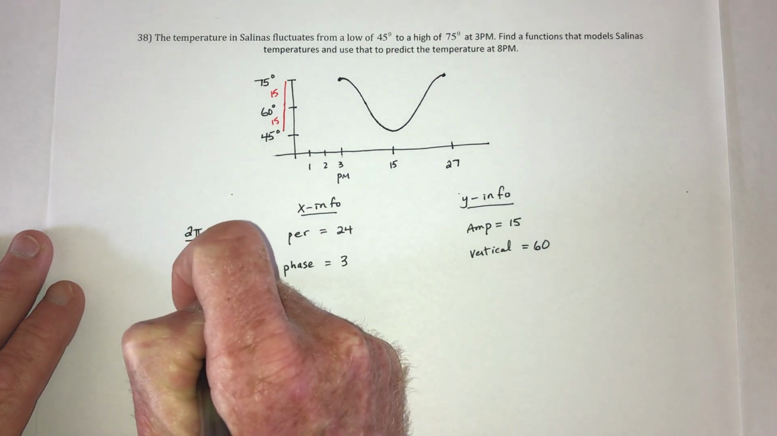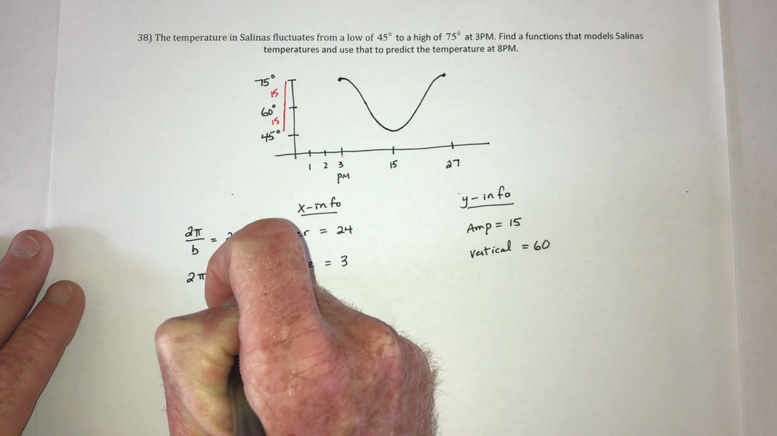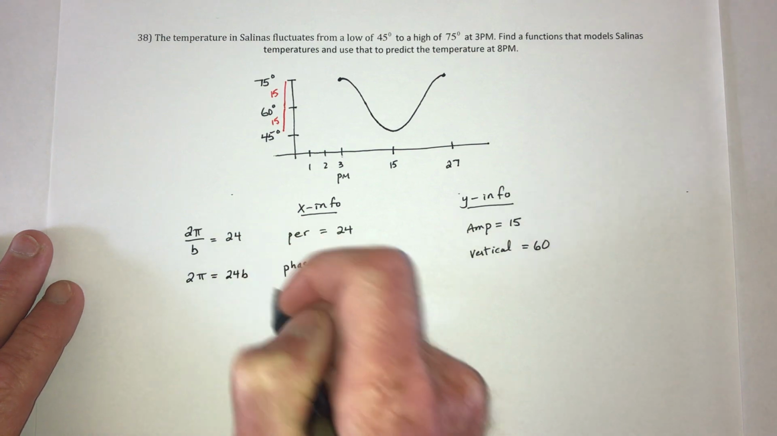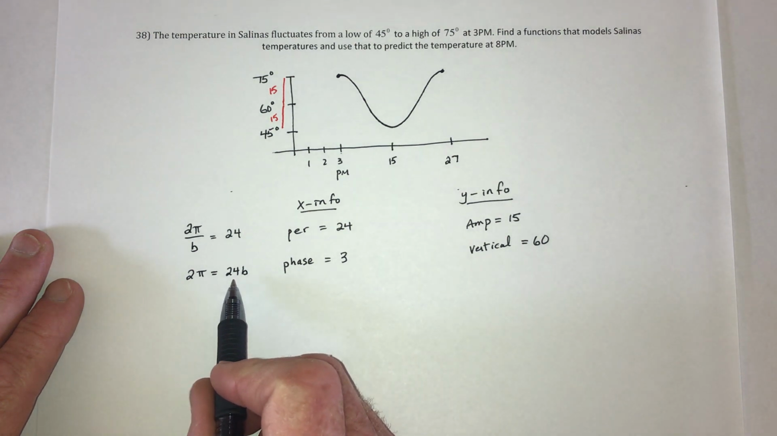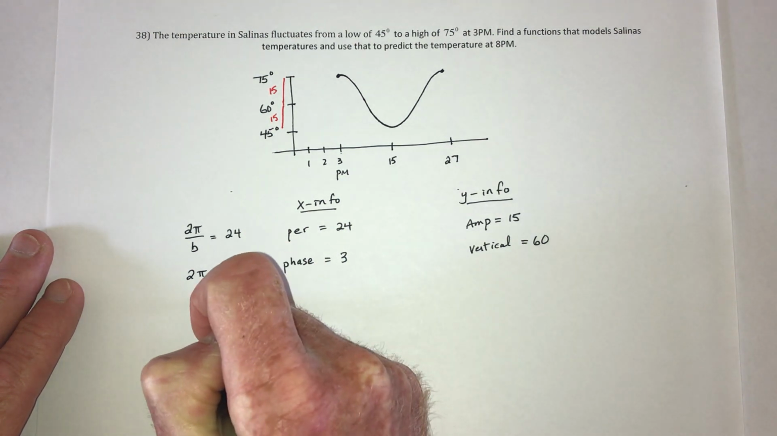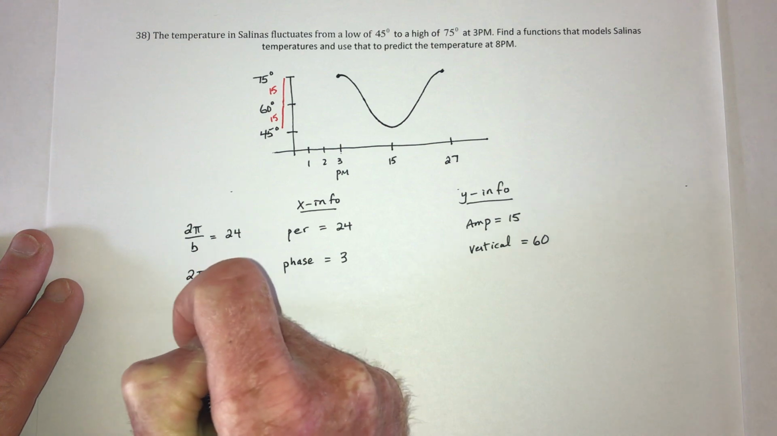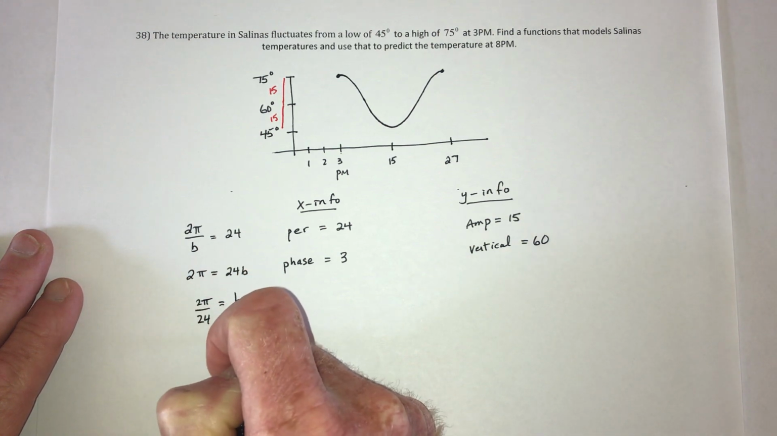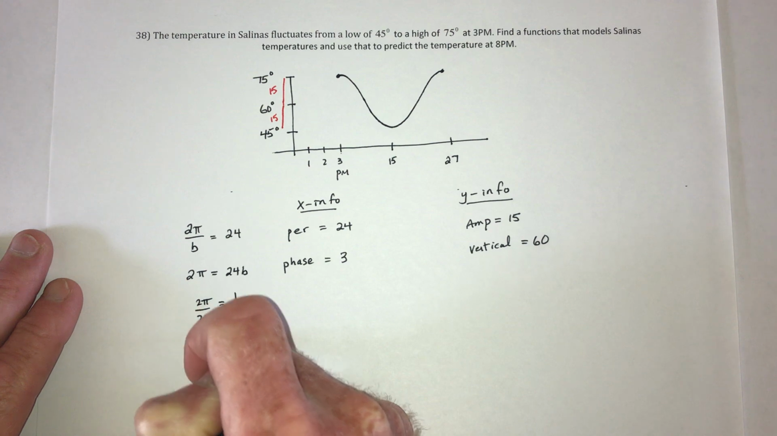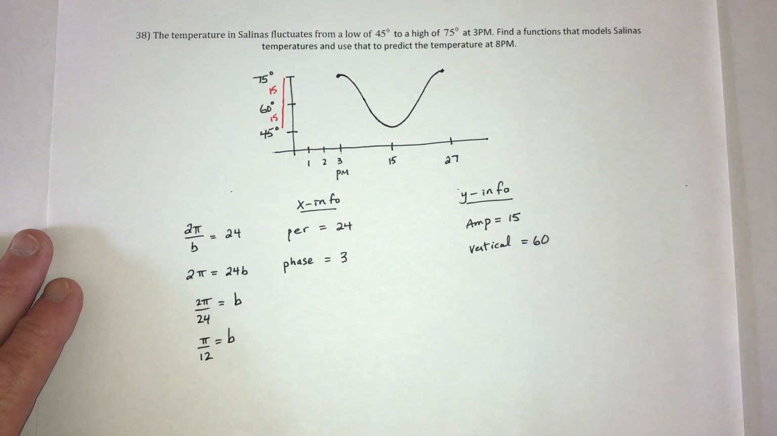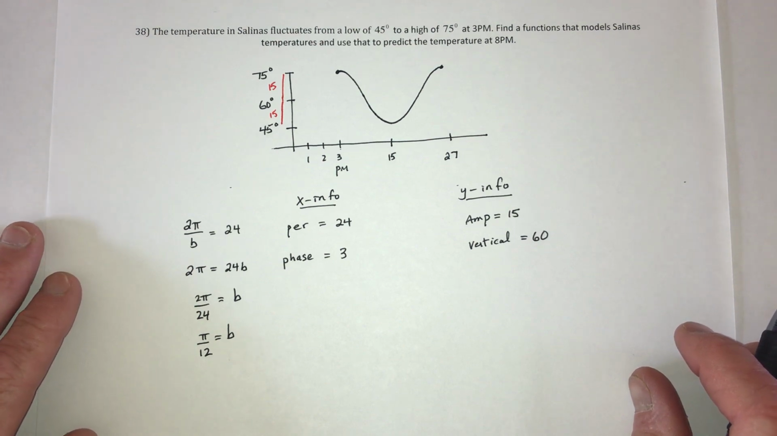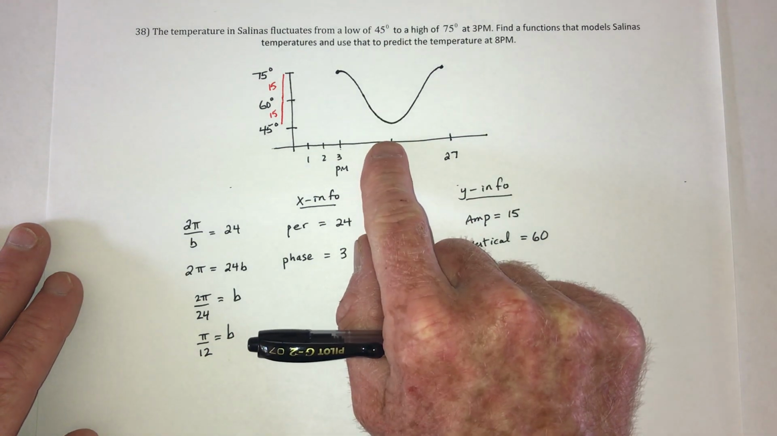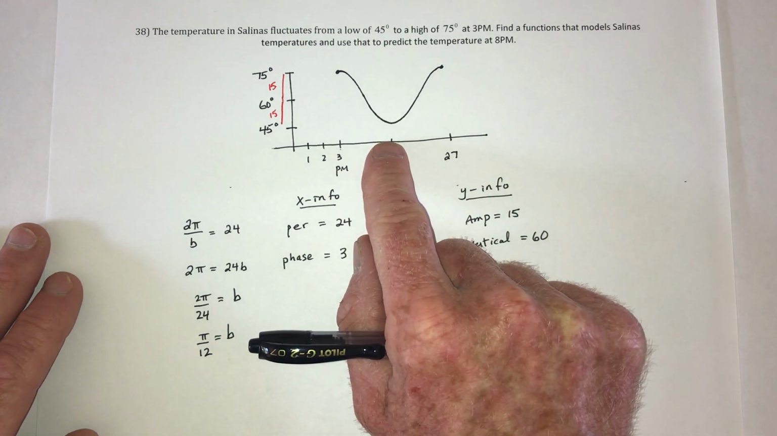And then you could multiply both sides by b, and it would look like 2 pi equals 24b. And next, divide both sides by this 24 right here. So b would equal 2 pi divided by 24. And when you reduce, the b will be pi over 12. Okay, we've got all of the pieces of information. Now, what graph is this? It's either sine or cosine.